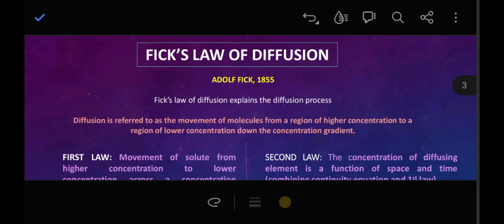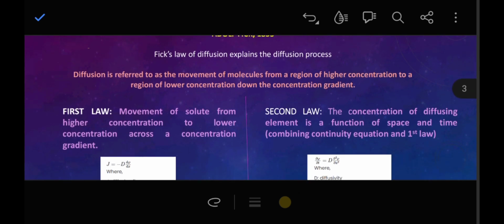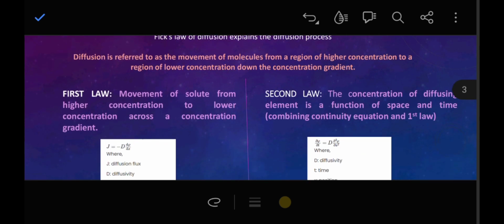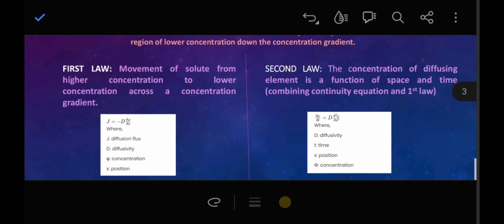This law was given by Adolf Fick in the year 1855. It explains the diffusion process, which is the movement of molecules from a high concentration region to a low concentration region, down the concentration gradient. There are basically two laws of Fick, the first law and the second law, among which the first law is very similar to that of Fourier's law of heat conduction.